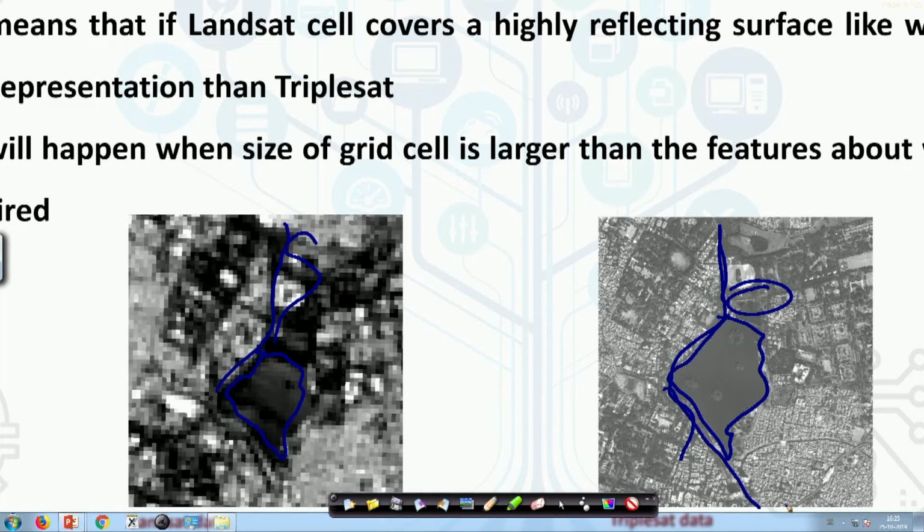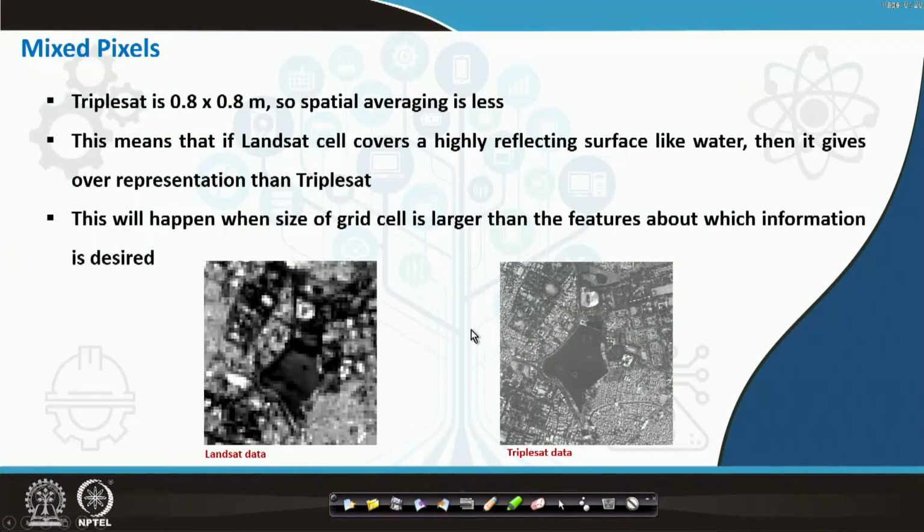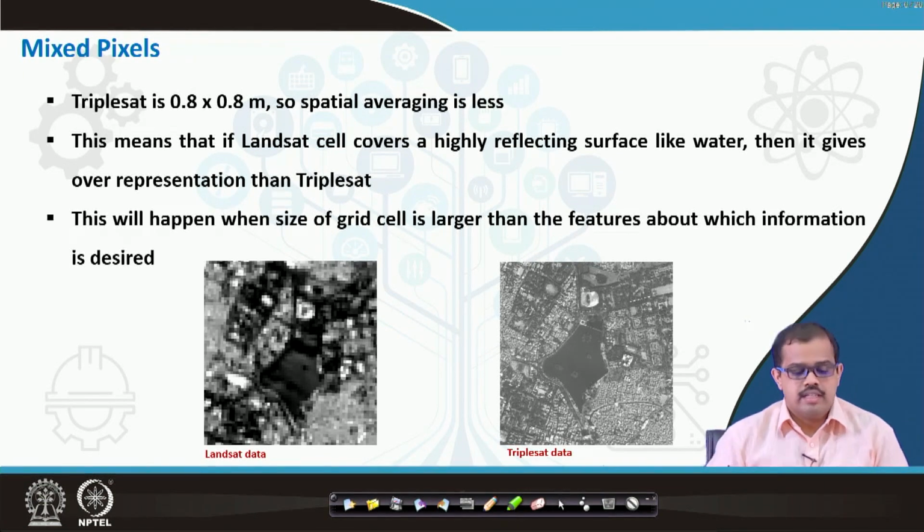So that is the difference between a high resolution data and a coarse resolution data, or even Landsat, which is considered to be a medium resolution data. I try to explain this so that you understand why the mixed pixel issue is extremely important to address. If the cell grid is extremely large, then the features about which information is desired may not be visible in a low or coarse resolution data. When you have a high resolution data, this is extremely accessible.